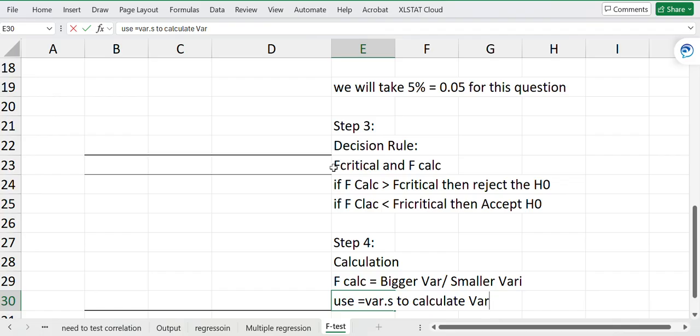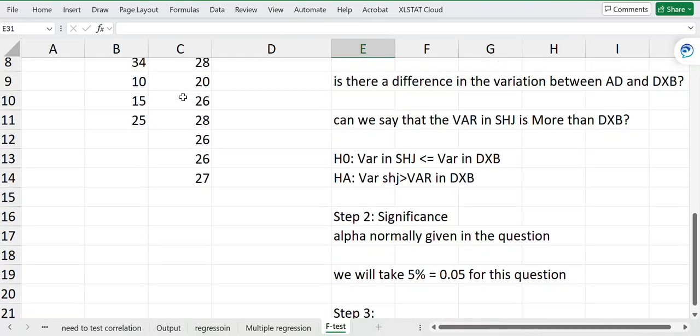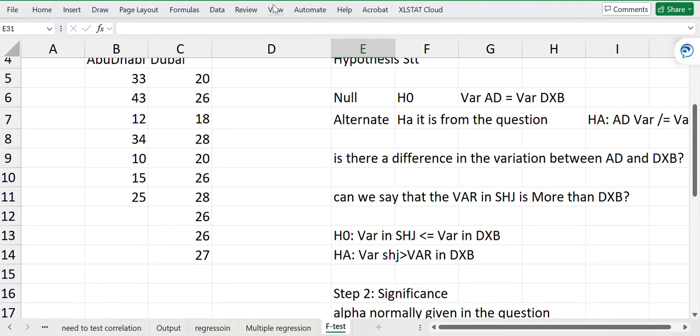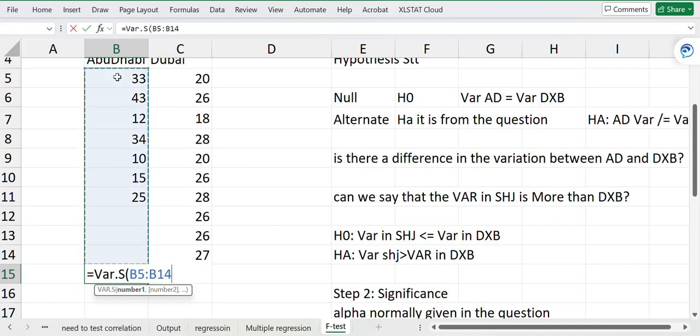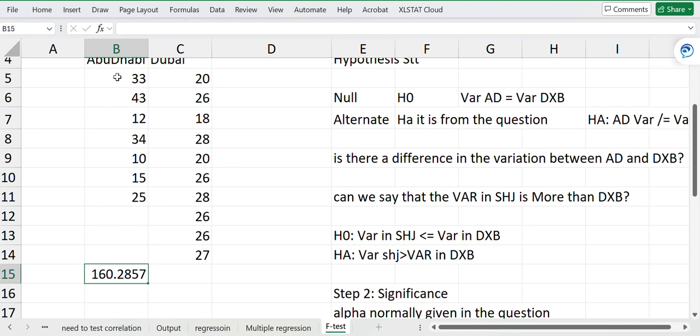So I will go on top here, and I will go to the data set. So I want to find the variance of the two data sets. So equal to VAR.S. I'm using .S because it is a sample, and we will always use only .S because we will only work with samples. So variance of the data set for Abu Dhabi. So I have this value. When I extend that, you will calculate for Dubai.